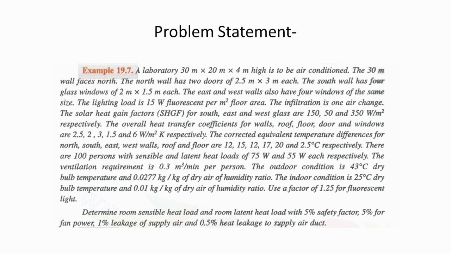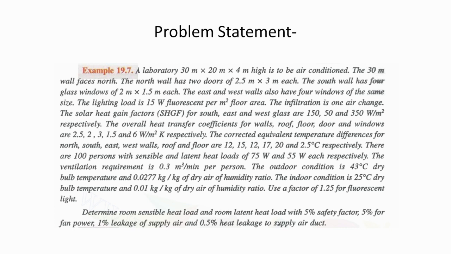Now the overall heat transfer coefficients for wall, roof, floor, door and windows are given as 2.5, 2, 3, 1.5 and 6 watt per meter square Kelvin, which is also denoted by U. Now the corrected equivalent temperature differences are given for walls, roof and floor, which are 12, 15, 12, 17, 20 and 2.5 degrees centigrade. The temperature difference between the outside and inside wall is called the equivalent temperature difference.